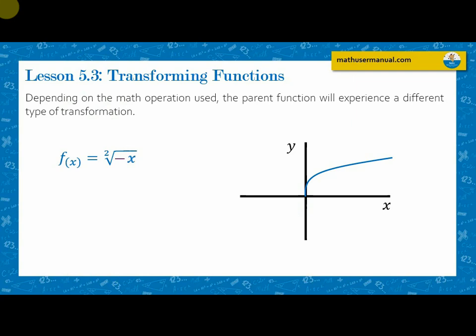When the negative is inside of the radical, we have a reflection about the y-axis. Basically, we need to treat the y-axis as if it was a mirror. So instead of looking to the right, this function looks to the left.